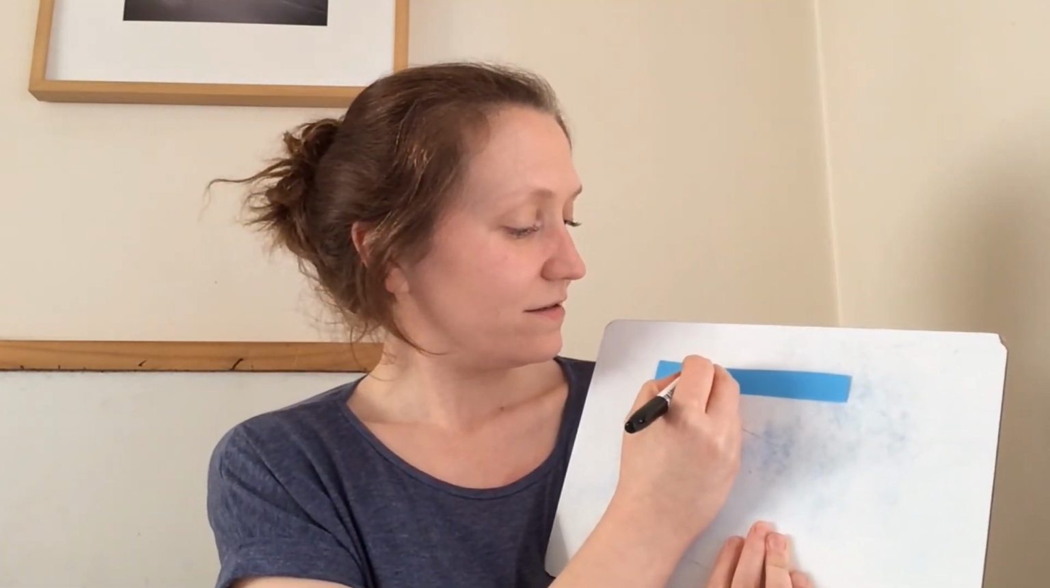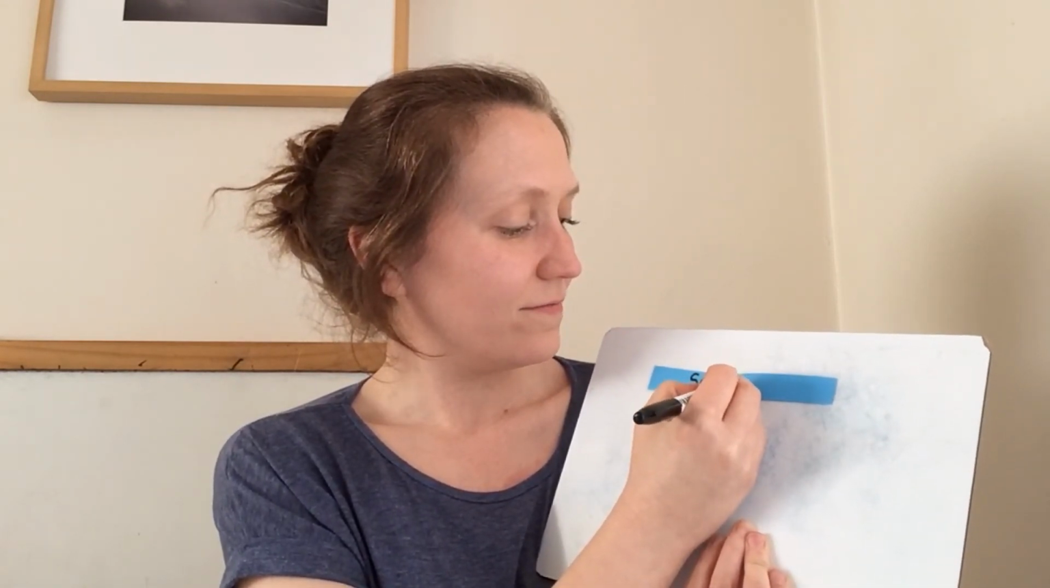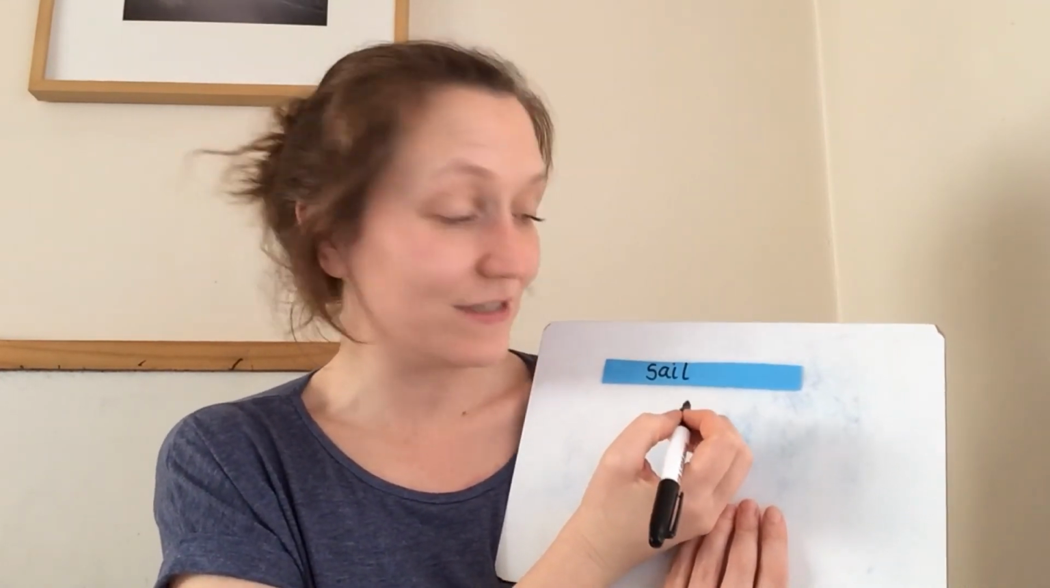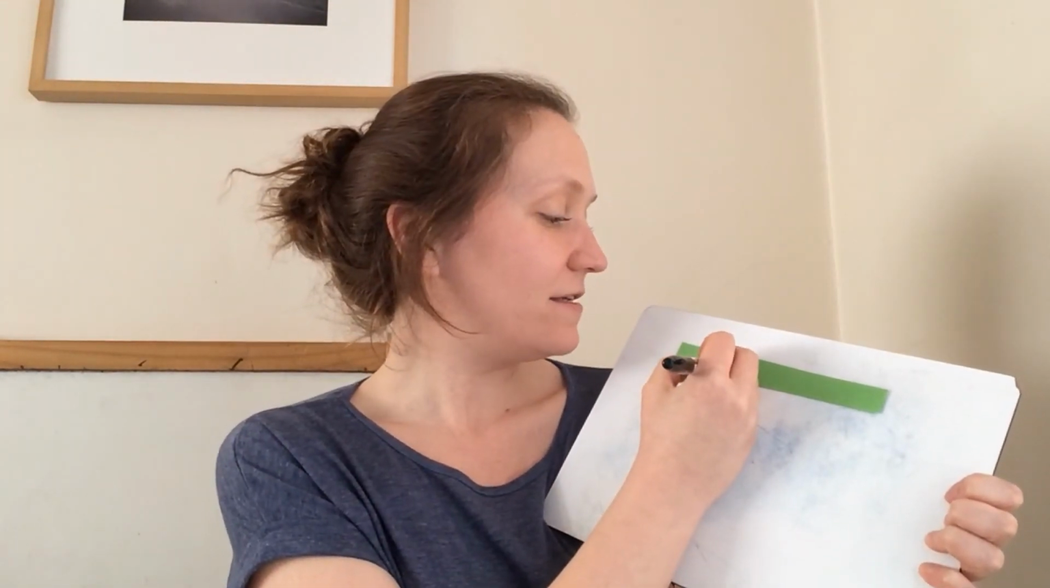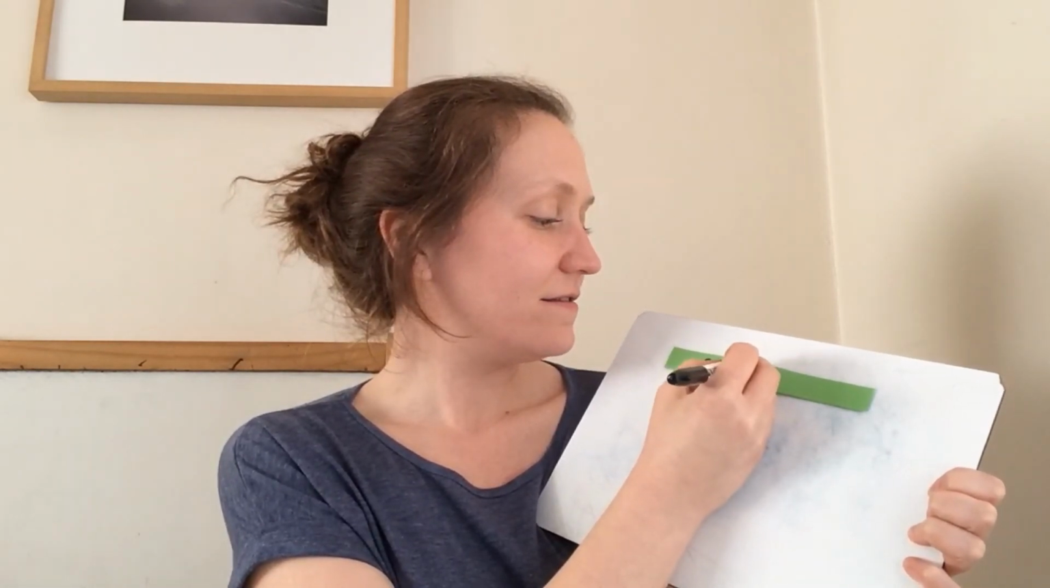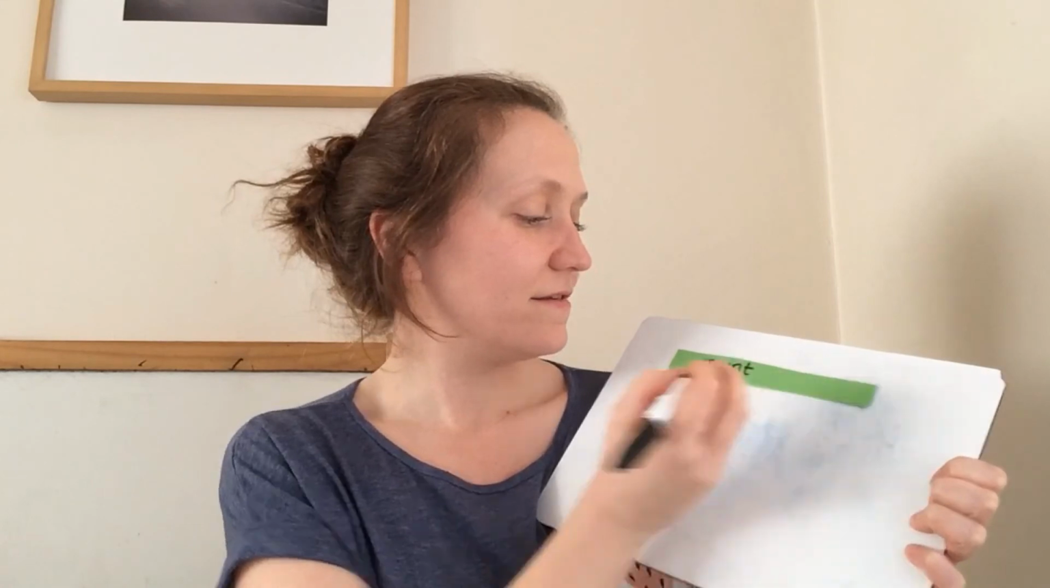So, S-A-I-L. And if you want to, you can put those sound buttons in for me to check you've got all of your sounds. S-A-I-L. Sail. Okay. And then keep going until you've got yourself a few different words written on your strips of paper. So let's do another one quickly. Let's do paint. P-A-I-N-T. P-A-I-N-T.